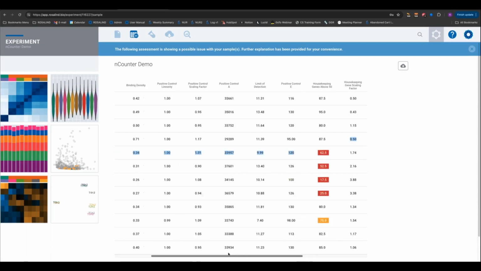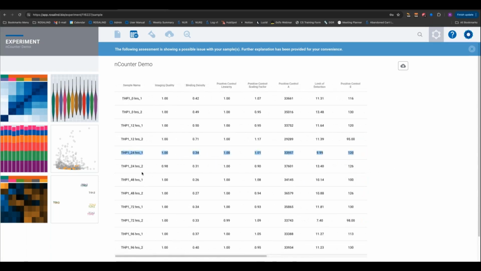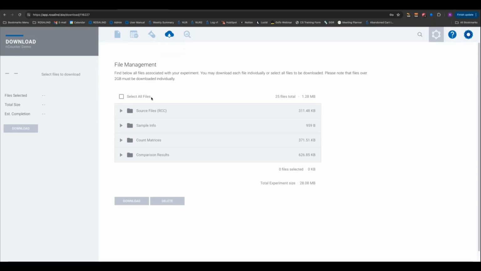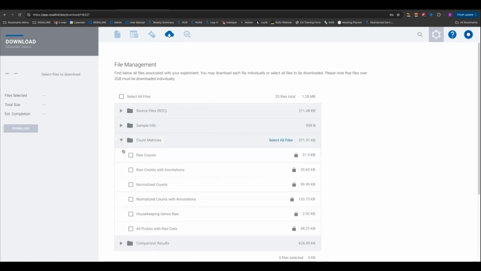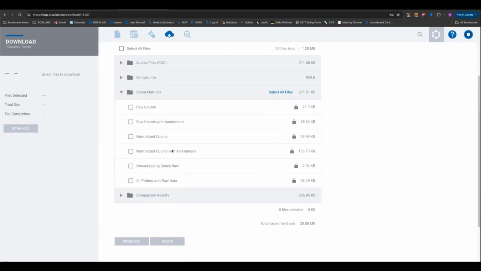So there's a lot more we could go into, and I know I'm running low on time here. We have some visualizations we can explore. But let me show you what I do recommend doing in addition, and then I'll have some questions, is always go to your file management section and then come down here and go to your count matrices and download this all probes with raw counts file, and always do a reality check.